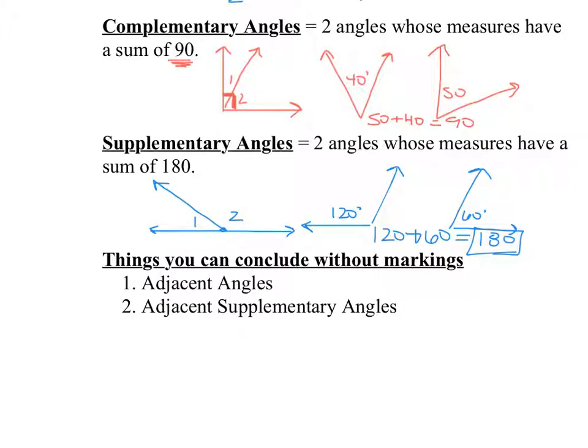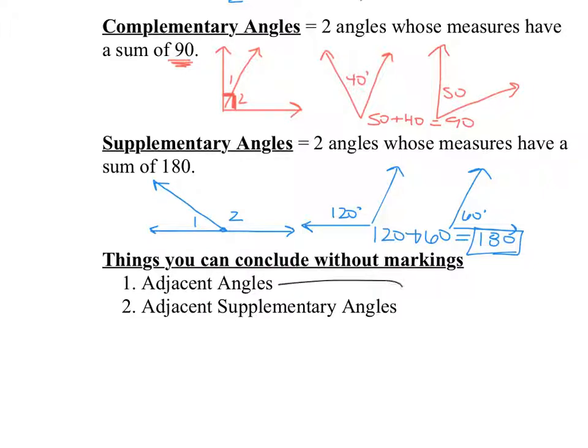So this is things you can conclude without markings. Basically what it comes down to is in geometry, you're not allowed to assume anything. You have to be told, or you have to be shown markings, or there has to be some information that says these things are congruent or these things are fill in the blank, okay? But there are three things that you can conclude without markings, okay? And one of those is adjacent angles.